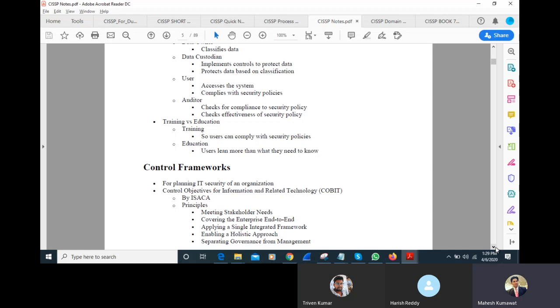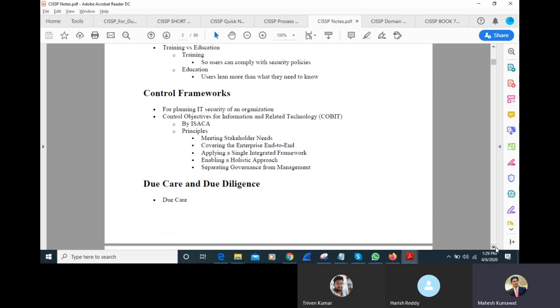So we have some control frameworks as well. For planning IT security of organizations, COBIT, Control Objectives for Information and Related Technology, is required. By ISACA, the principles are: meeting stakeholder needs, covering the enterprise end to end, applying a single integrated framework, enabling a holistic approach, and separating governance from management. So these sort of things we need to take care of.